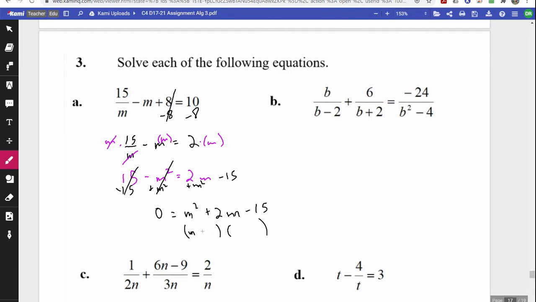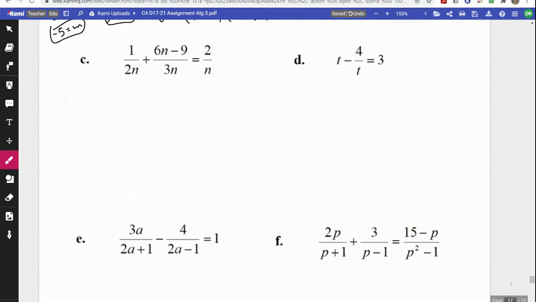This will be M plus 5, M minus 3. And you separate these to solve. So negative 5 for M and positive 3 for M. You can plug either of those in for M, and we won't get a 0 in the denominator, so those are both legit answers. Neither would be what's called extraneous.